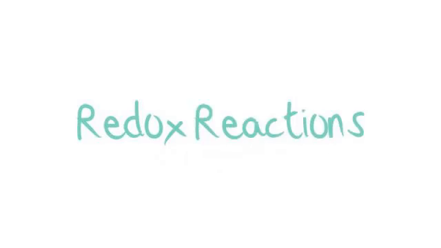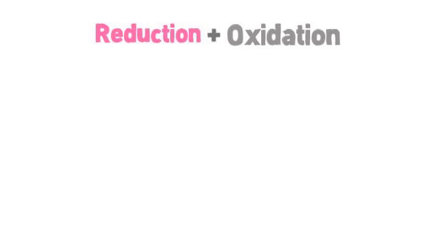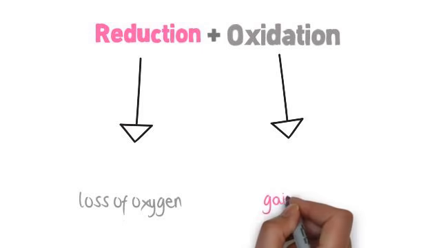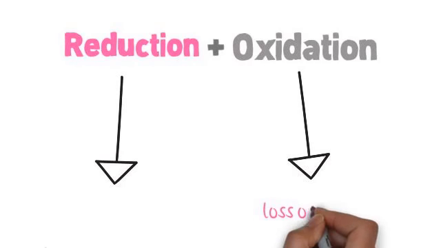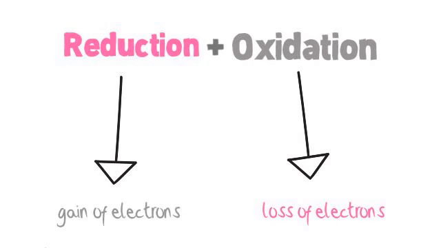The word redox comes from an amalgamation of two other words, reduction and oxidation. You may know reduction as a loss of oxygen and oxidation as a gain of oxygen. These two words also have a further, more important meaning. Oxidation can also be known as a loss of electrons and reduction as a gain of electrons.